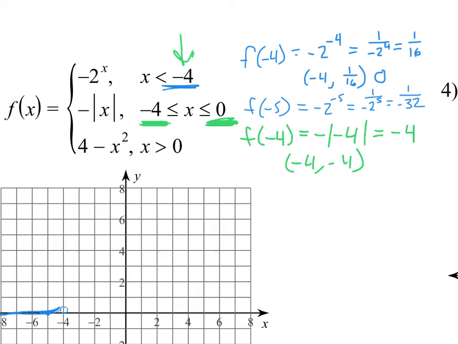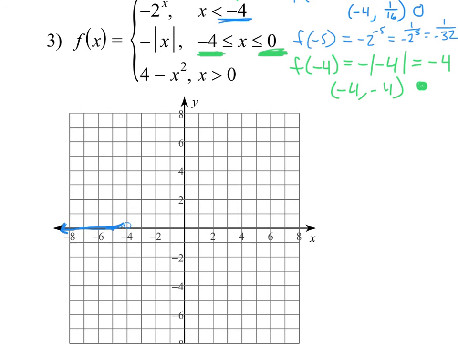So our first point is -4, -4, and it's going to be a closed circle there. Next we plug in 0, because that's the right side of our graph. The absolute value of 0, the negative absolute value of 0 is just 0. So our point here is going to be 0, 0.